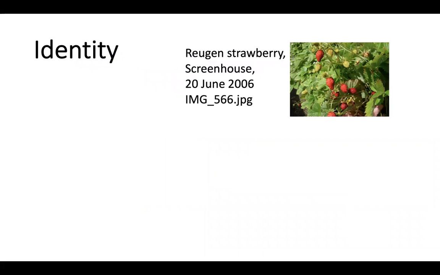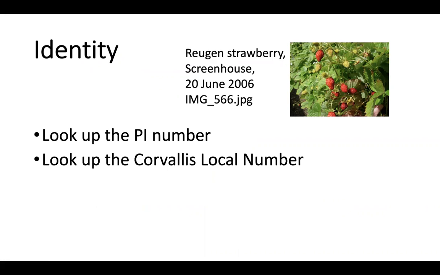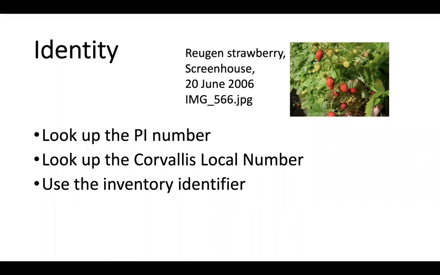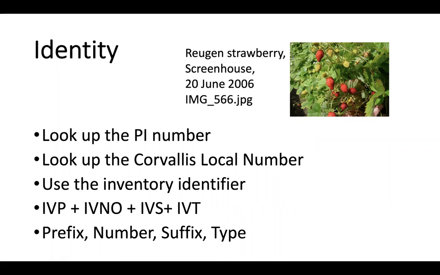First, we have to re-identify the image. This Rugen strawberry, for example, was collected on the 20th of June, 2006, and it has an image number. So we want to reference that image with the PI number, the Corvallis local number, using the inventory identifier. The identifier is composed of the inventory prefix, inventory number, inventory suffix, and the inventory type.